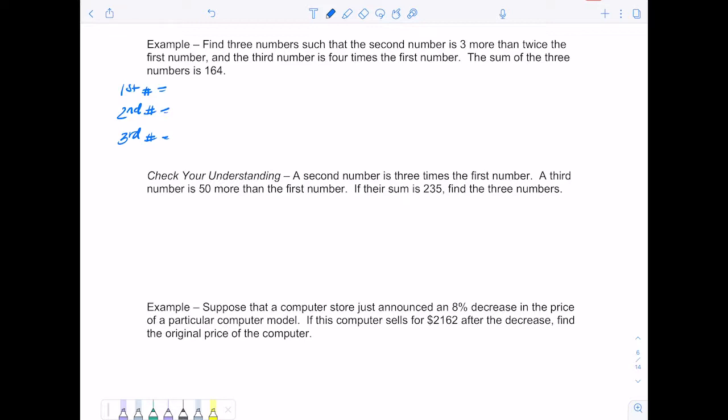So it says the second number is 3 more than twice the first number. Well, that's not very helpful because I don't know what the first number is. So the first number is going to be my unknown. We'll call that x.